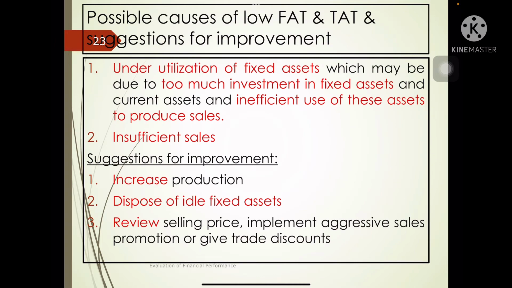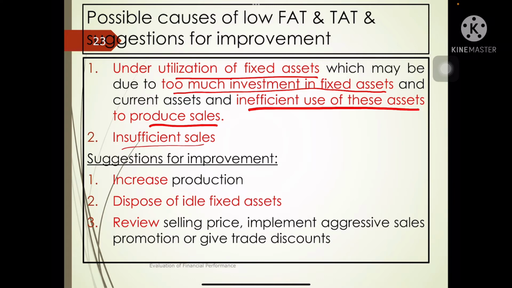Right, possible causes of low fixed asset or non-current asset turnover and total asset turnover, and suggestions for the improvement. So number one, underutilization of the fixed asset or non-current asset may be due to too much investment in the non-current asset and inefficient use of this asset to produce sales. So it means that here they do not use the maximum utilization of the non-current asset in order to produce sales, and also there are insufficient sales.